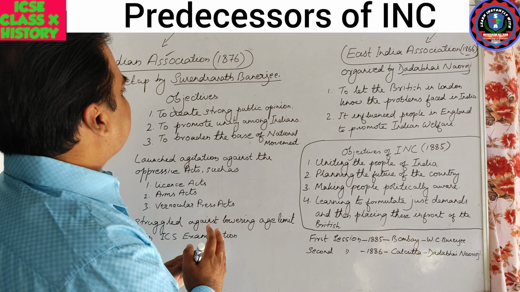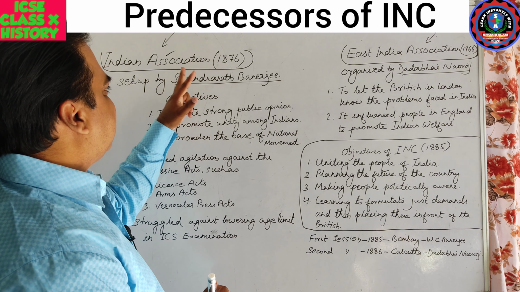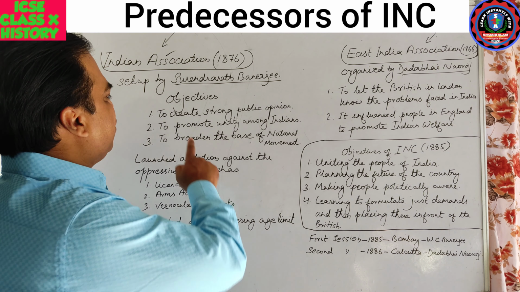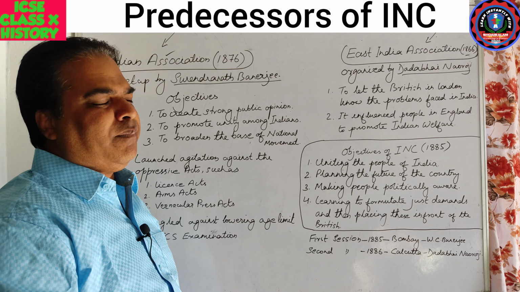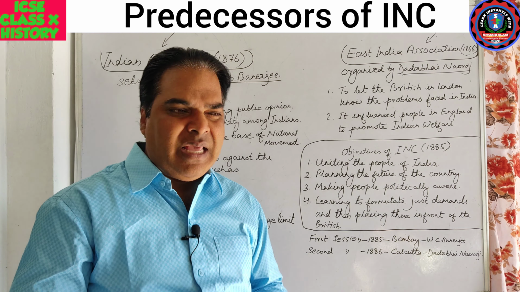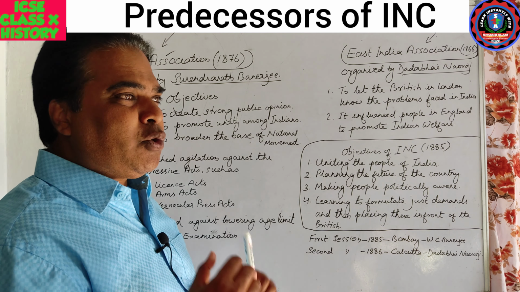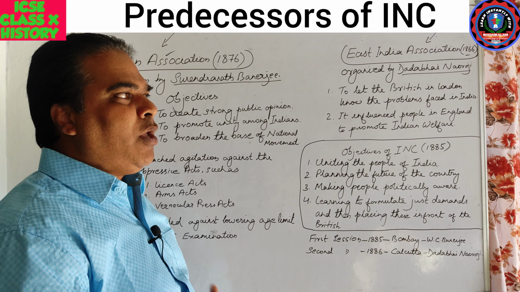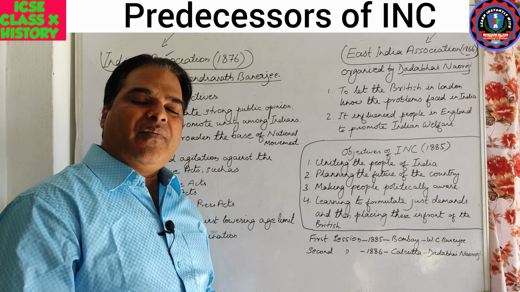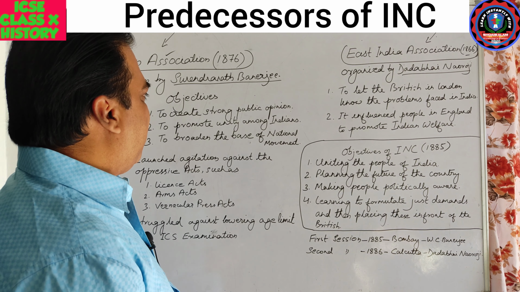Now let us discuss some of the objectives of the Indian Association. The Indian Association was set up by Surendranath Banerjee with the objective to create strong public opinion, because at that time people were least bothered about the presence of the British in our country. They were not at all aware, not at all politically conscious. So Surendranath Banerjee took up the challenge to make the people conscious regarding the British presence in India and what would be the result of British presence in India for a longer period. For that, you need to make the people politically conscious.